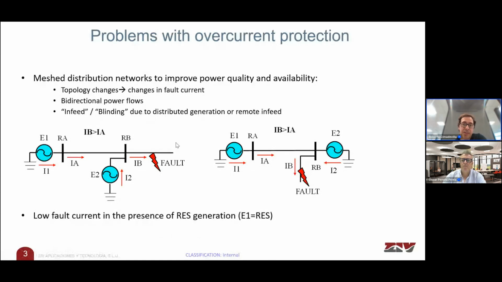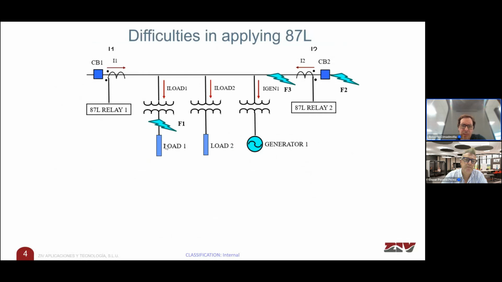So instead of using overcurrent protection for these meshed distribution networks, we could use line differential. This is the model that we will use for studying the application of line differential protection. Here we have 2 tap loads and 1 tap generator. And even though line differential protection is much more selective than overcurrent, it can also have problems when applied to this type of medium voltage lines.